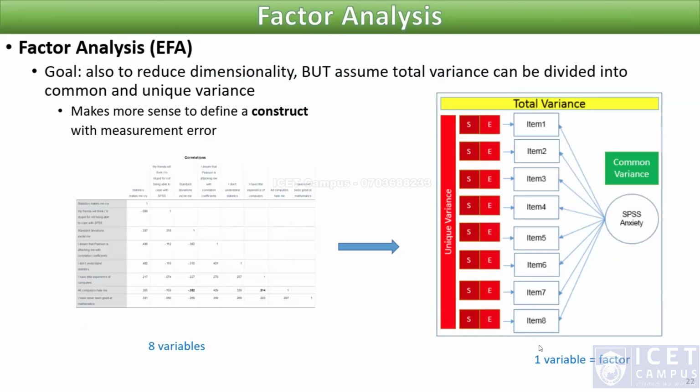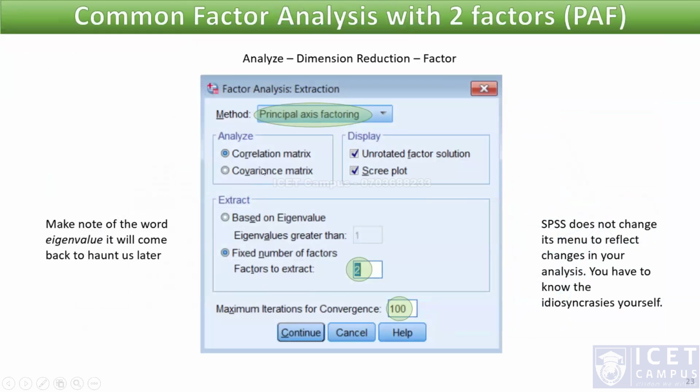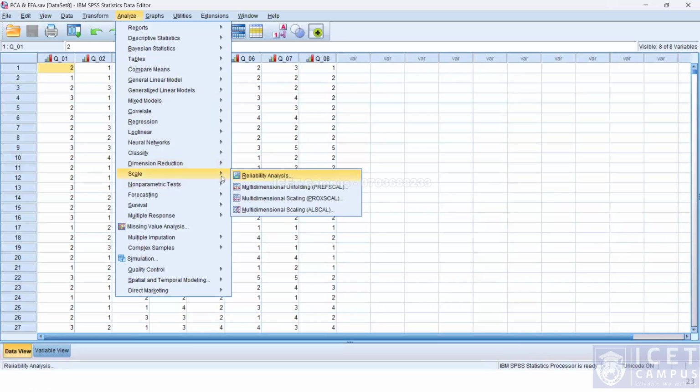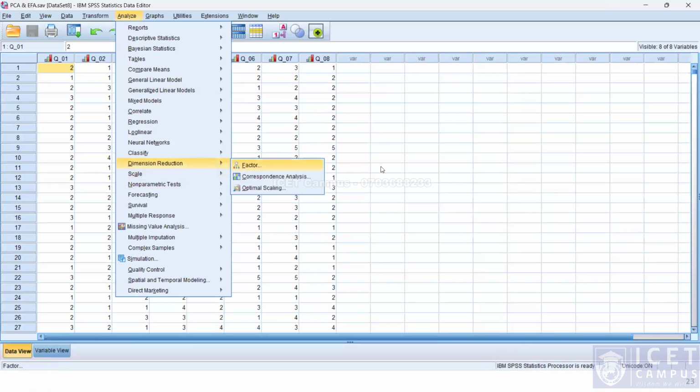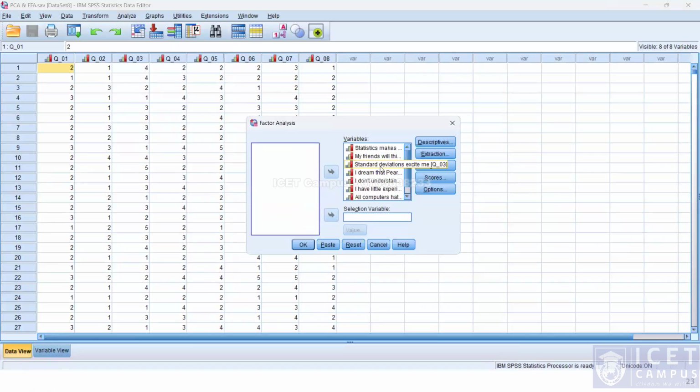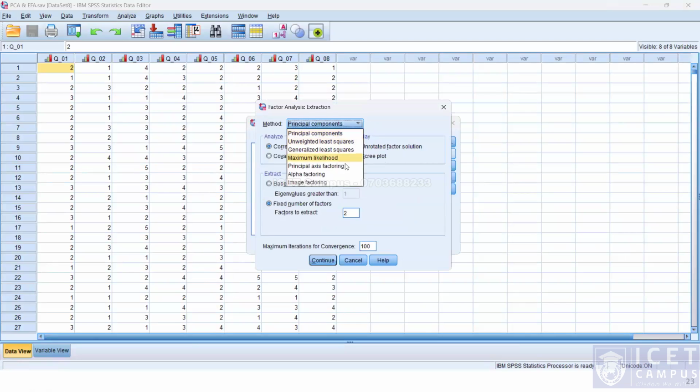There are eight variables. Now we are using principal axis factoring. The fixed number of factors and the maximum iterations for convergence are again 100. So we go to Analyze, Dimension Reduction, Factor Analysis, then choose principal axis factoring. Then okay.